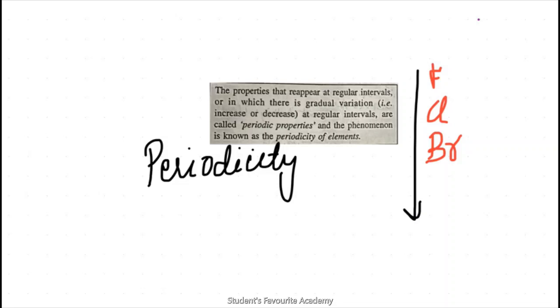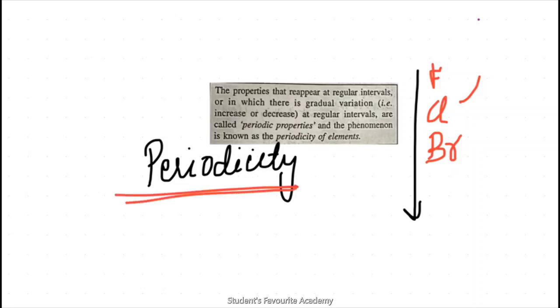What do you mean by gradual? It means that there will be a slight increase, and it's not like that from F to Cl you'll have a very large increase. No, there will be a steady increase or decrease as we move down the group. So this is called periodicity. Means what? Either it changes in a very small form, in an increase or decrease form, or else the property remains the same. This is called periodicity.